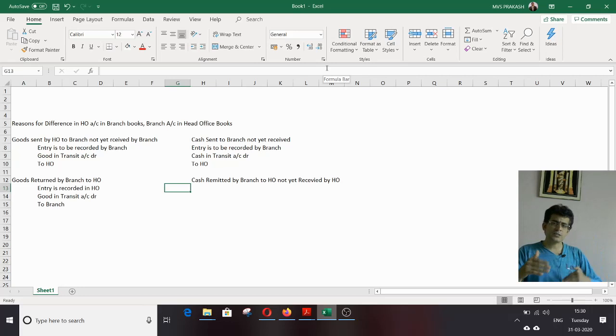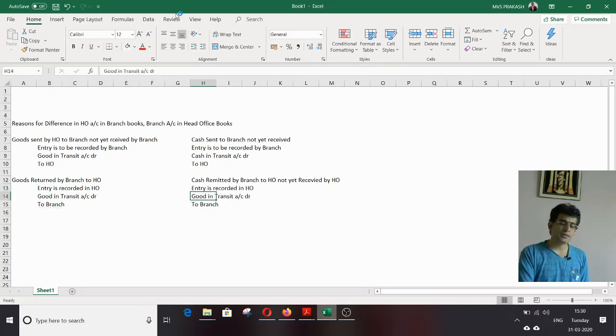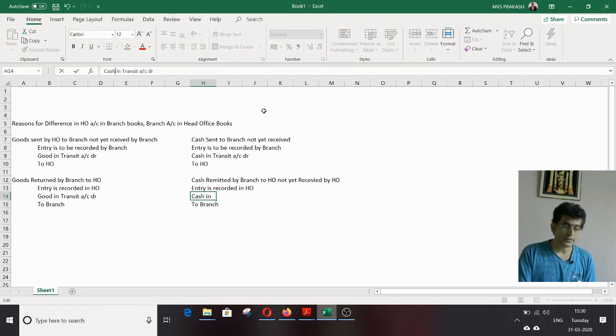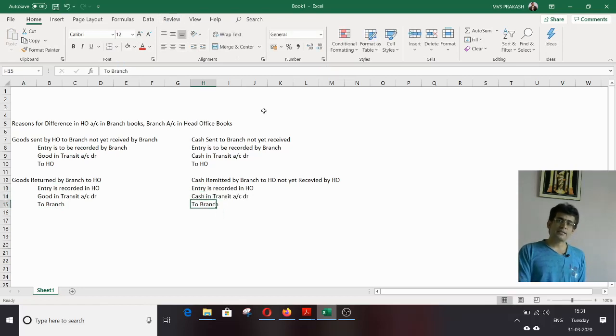There is a balance which is a difference in the head office books, so I need to record this entry where? In the head office books. So the entry is to be recorded in the head office books, always, whether it is cash or goods in transit. The account should always be debited. Ultimately, as the cash is to be received, the debtor balance is going to reduce, so I will credit the branch account.